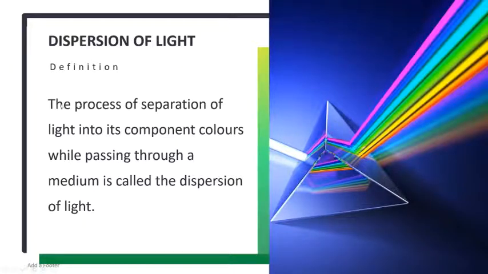So let us break the statement. The statement says the process of separation of light. That means we are going to separate the light into its component colors. Like this white light is made up of some number of colors, and this is what we are going to separate. And how we are going to separate that? It is by passing through a medium. Now this medium, here in this picture we have taken glass as a medium, a prism made up of glass, but the same phenomenon can also be formed in water. This is called dispersion of light.